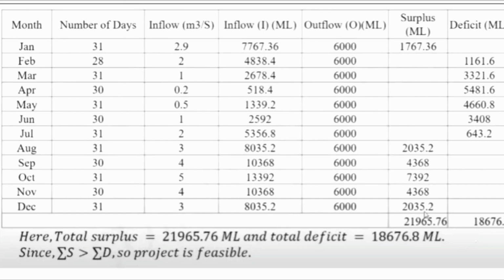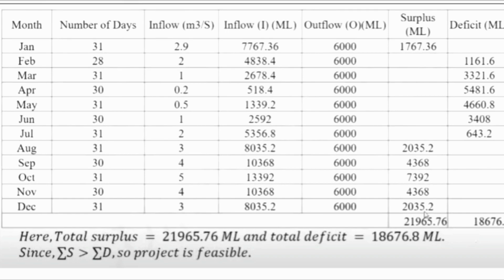4838.4. Similarly, for the next, 1 meter cube per second into 86400 into 31 days into 10 to the power 3 liter into 10 to the power minus 6 million liter per month is equal to 2678.4. And again for the next, we have 0.2 into 30 days into 86400 into 10 power 3 into 10 power minus 6, equal to 518.4.